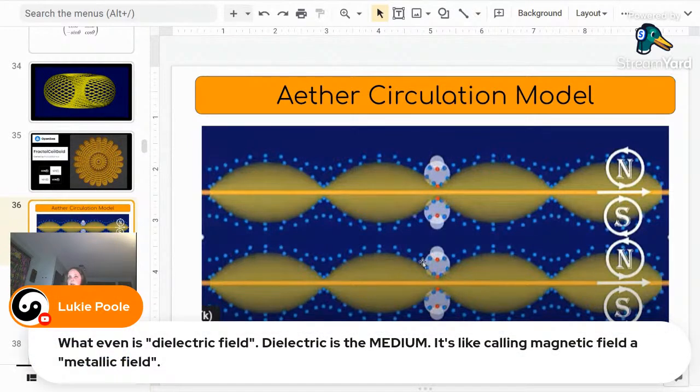What even is a dielectric field? Dielectric is the medium. It's like calling a magnetic field a metallic field. Yeah, words can be a problem. I often say the problem is the language. And even the word field is a bit of a problem because people use that word very commonly. You could say I work in the field of science, or there's a field of corn.